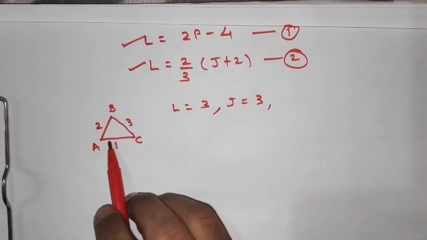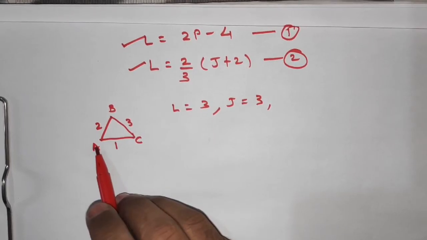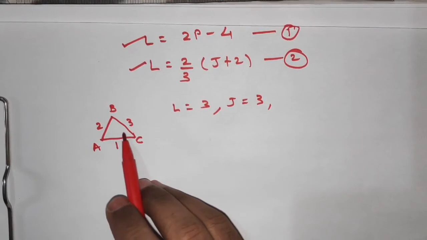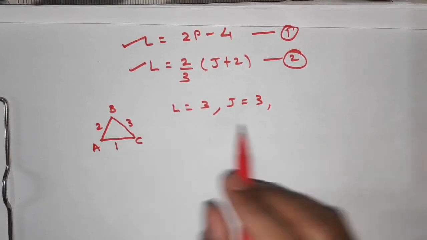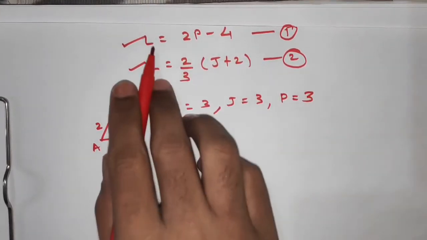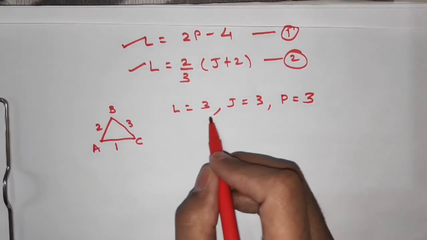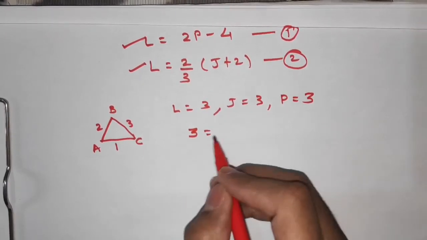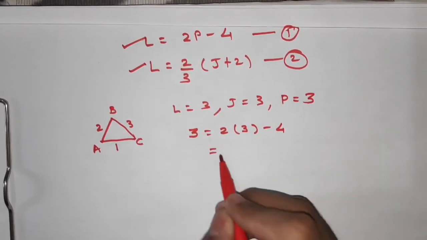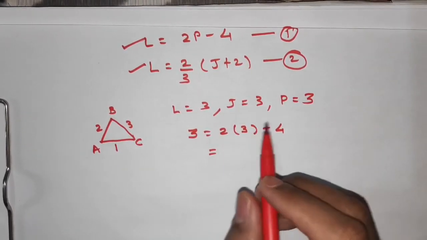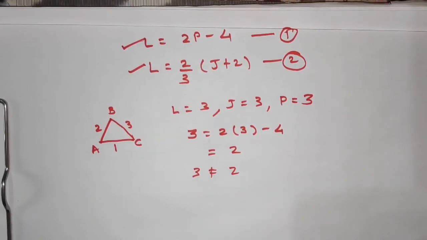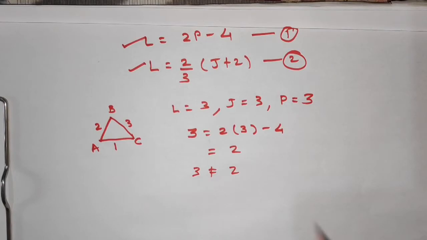The kinematic pair formed by link 1 and 2 is at A, so this is 1. Then the kinematic pair formed by link 2 and 3 is at B, and the kinematic pair formed by link 3 and 1 is at C. So the number of kinematic pairs will be 3. Let us substitute these values in the equations. For equation number 1, LHS will be 3 and 2P minus 4 will be 2 times 3 minus 4, which comes to 2. But 3 is not equal to 2, so the first equation is not satisfied.